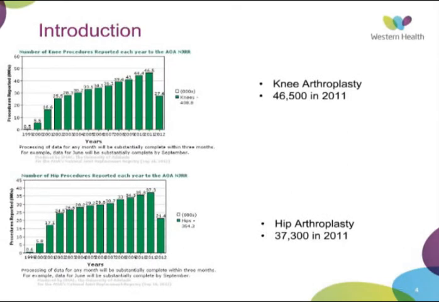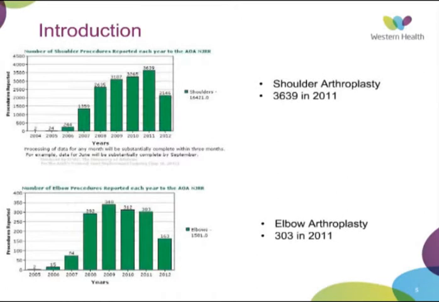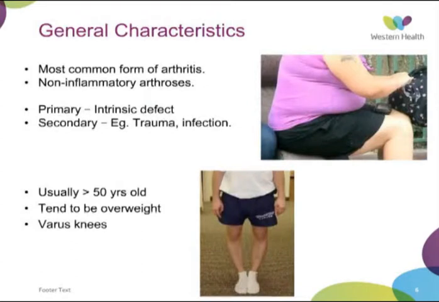In terms of being the most common joint involved, if we look at the National Joint Registry, we can see the amount of knee joint arthroplasty which is done each year. And last year there was over 46,000 joint replacements done. Compared to hip arthroplasty, a bit lower with just over 37,000. And again, even lower when you go to shoulder arthroplasty and elbow arthroplasty. So it's quite common. It's the most common form of osteoarthritis.